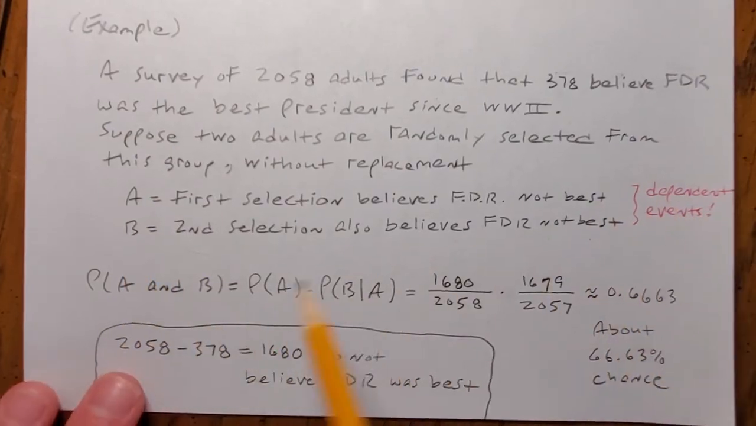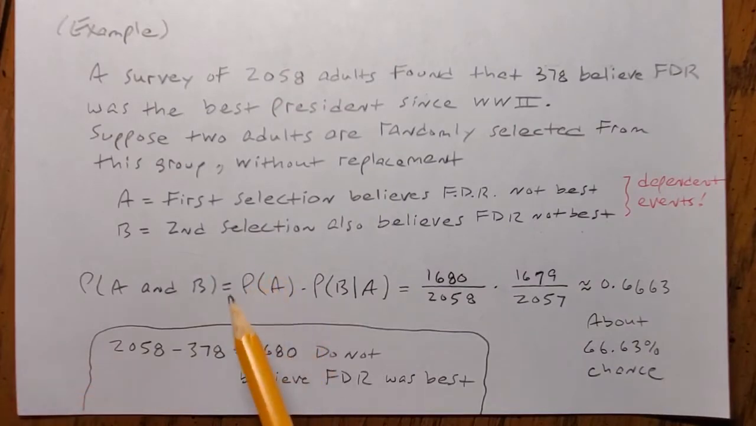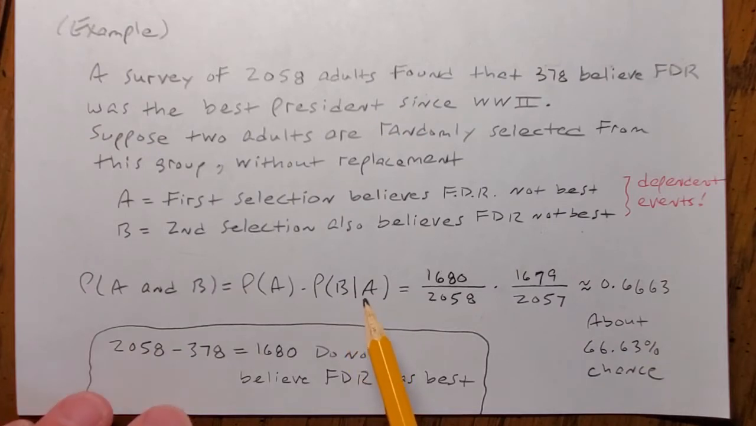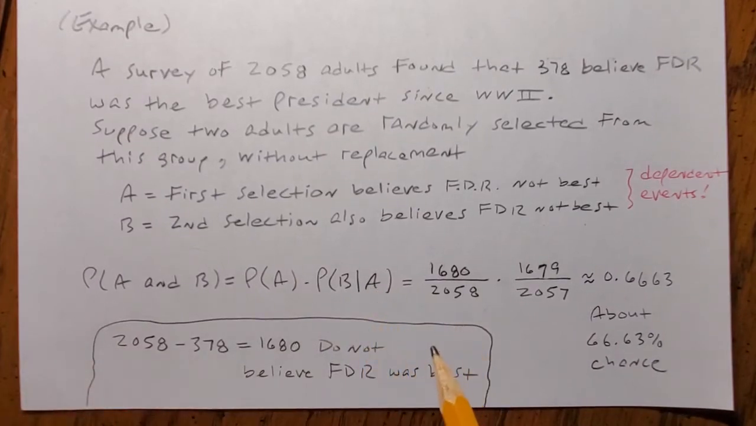Because these are dependent, the probability is the probability that the first person doesn't think FDR was the best president, times the odds that the second person doesn't think FDR was the best president, given that the first person didn't either. Okay. Well, all right, let's do this. We need to do some math on the side.